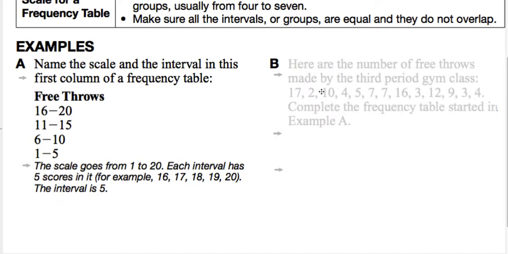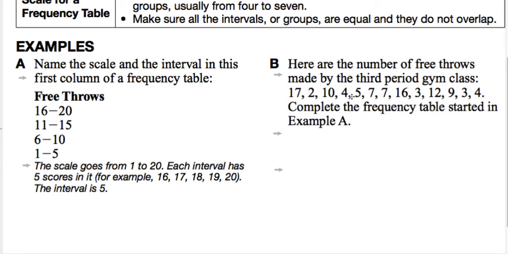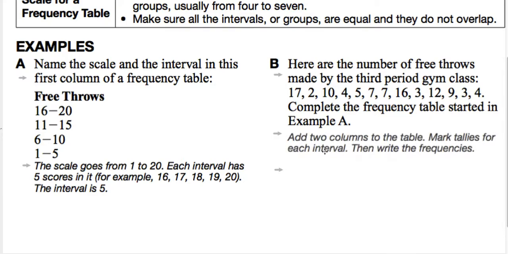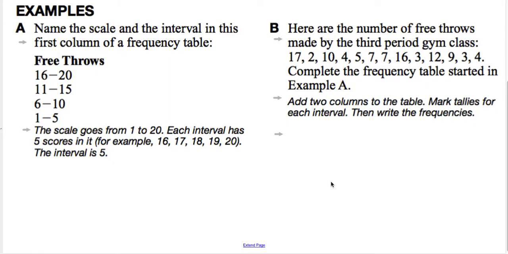Let's take a look at B. Here are a number of free throws made by a third period gym class: 17, 2, 10, 4, and so on, all the way to 4. Complete the frequency table started in example A. Add 2 columns to the table, mark tallies for each interval, then write the frequencies. This is what it means.